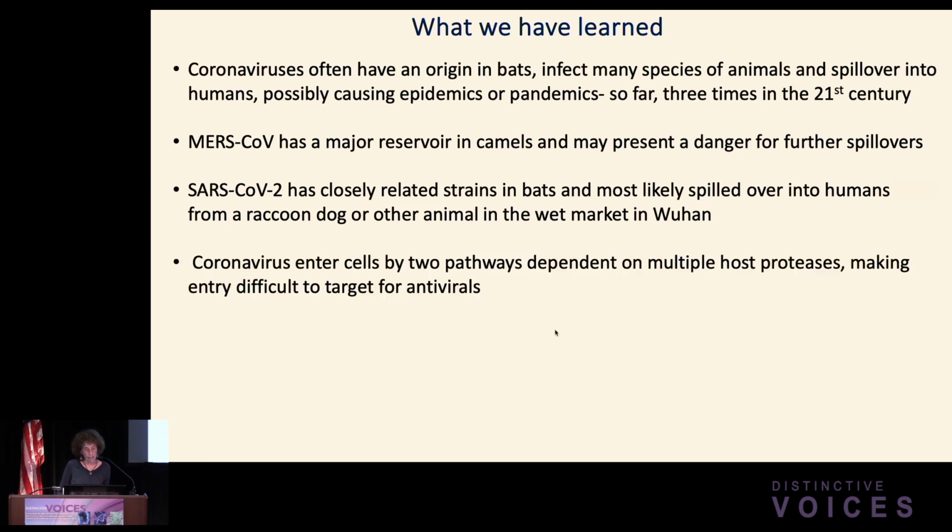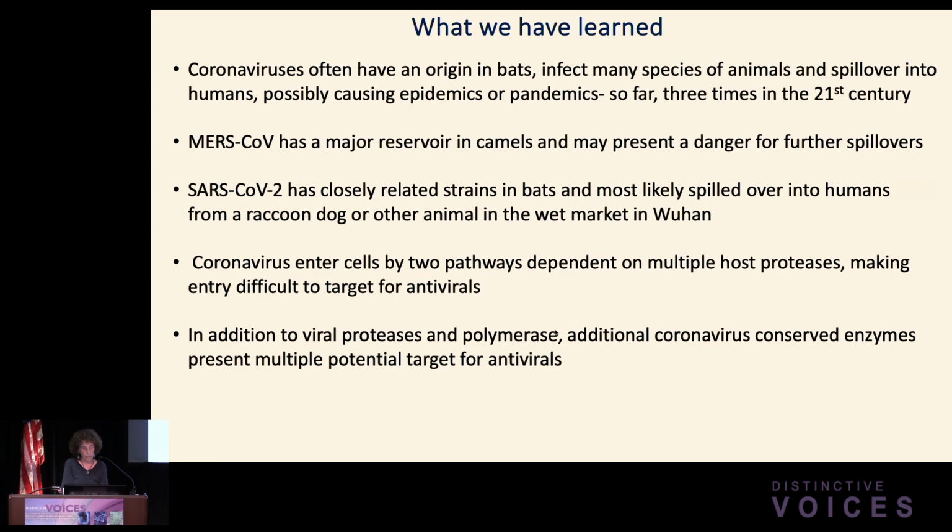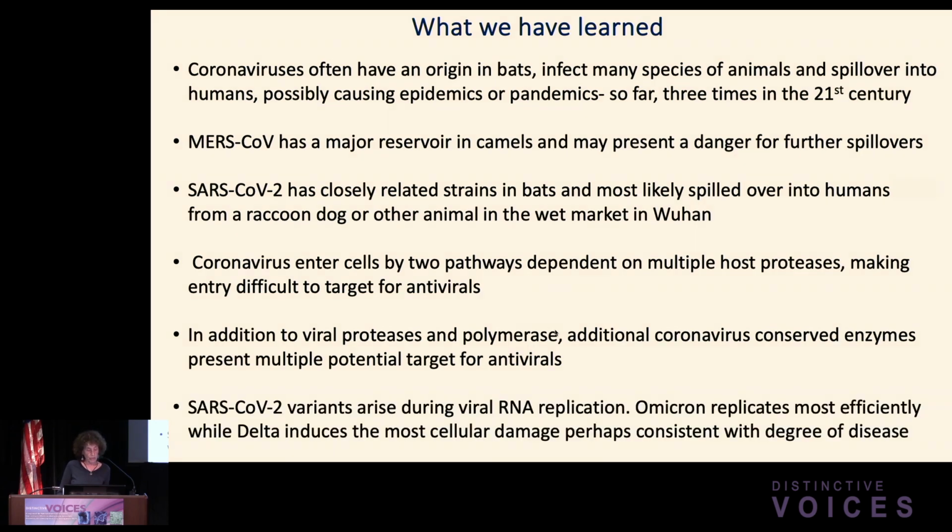Coronaviruses enter the cell by 2 pathways dependent on multiple host proteases, making entry difficult to target for antivirals. In addition to viral proteases and polymerase, additional coronavirus conserved enzymes present multiple targets for antivirals, potentially, and would work on any future coronaviruses should they arise. And SARS-CoV-2 variants arise during viral RNA replication. Omicron replicates most efficiently, while Delta induces the most cellular damage, perhaps consistent with the degree of disease, hypothetically.